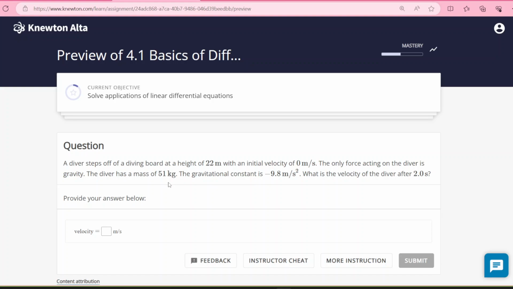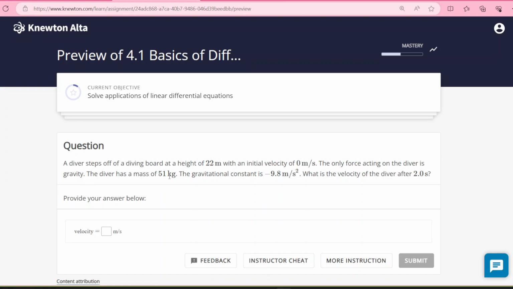All right, so this is another one where things are falling out of the sky. You have your projectile motion like the rocket problem earlier, but this one's about a diver. So a diver steps off of a diving board at a height of 22 meters with initial velocity of 0 meters per second. So just falls off the diving board, doesn't push off, just initially at rest and then steps off the board. And again, the only force acting on the diver is gravity.